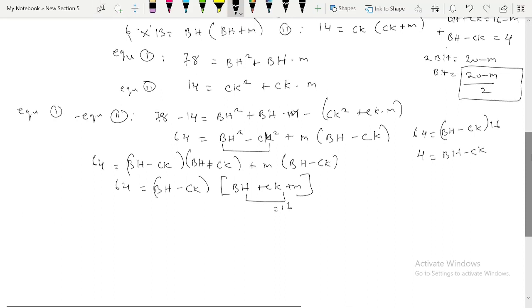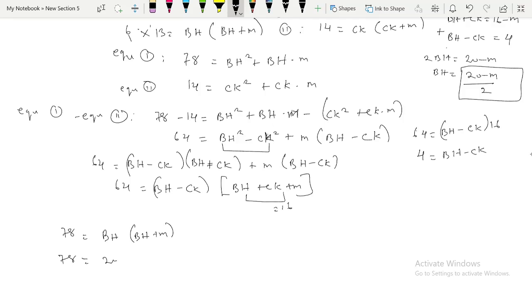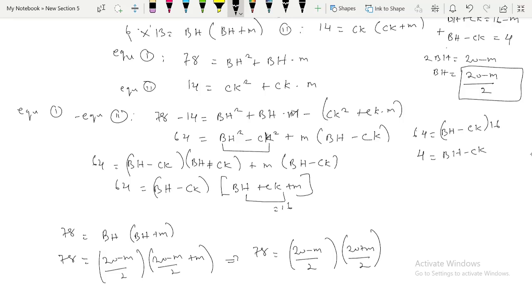Then you can recall that from power of a point we had 78 is BH into BH plus m, right? So I can just plug in values now. So I have 78 is 20 minus m over 2, this is the value of BH, into 20 minus m over 2 plus m. After I expand, this is 20 minus m over 2 into 20 plus m over 2. So I cross multiply. So I have 78 times 4 equals 400 minus m squared.